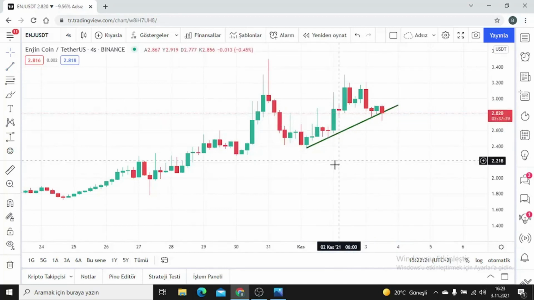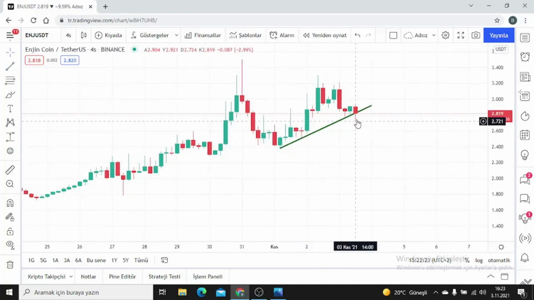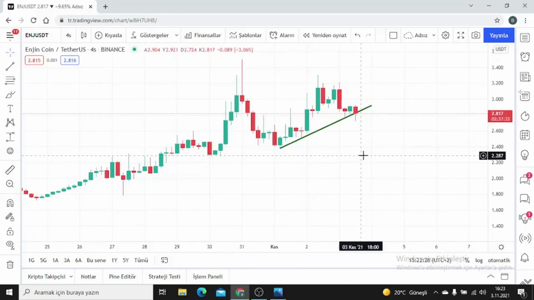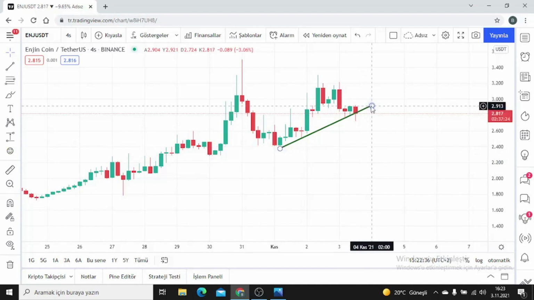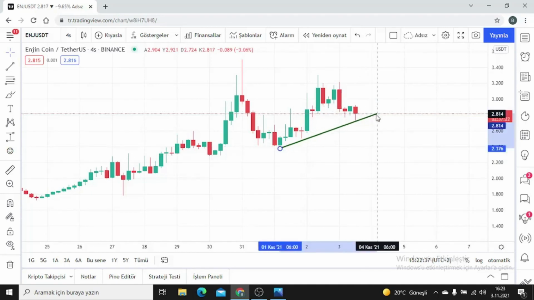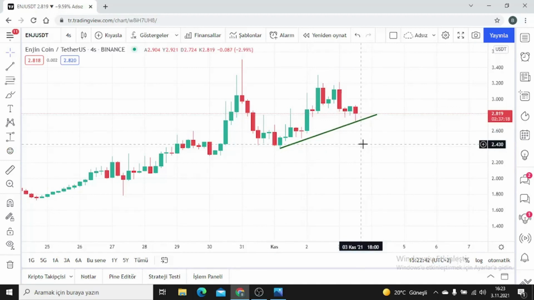Including this candle, friends, I draw a trend line from the wick of that candle. As you can see, I just drew it. Now you may ask, sir, why didn't you include the last candle in your trend line? As I said, friends, the direction of the last candle is not clear. When it closes, then we draw the trend line.